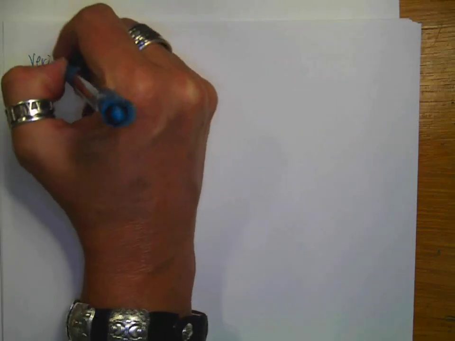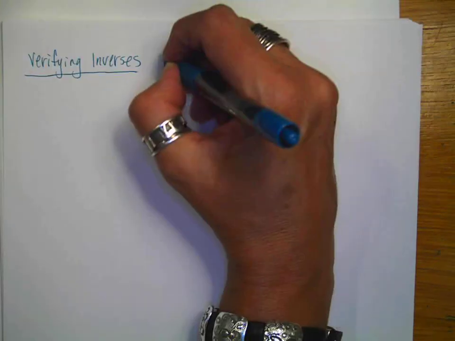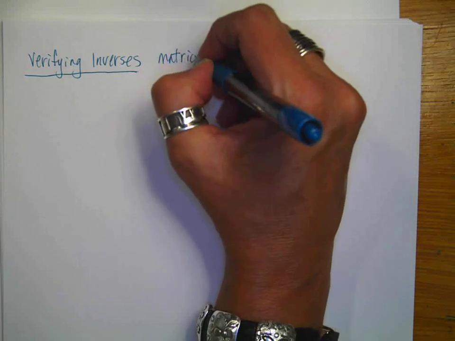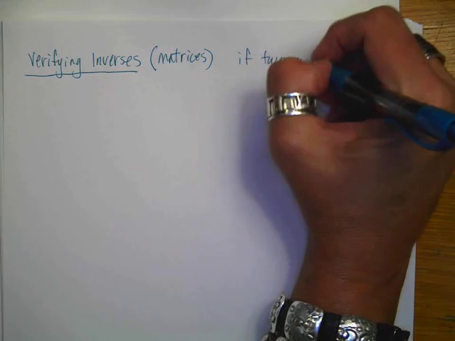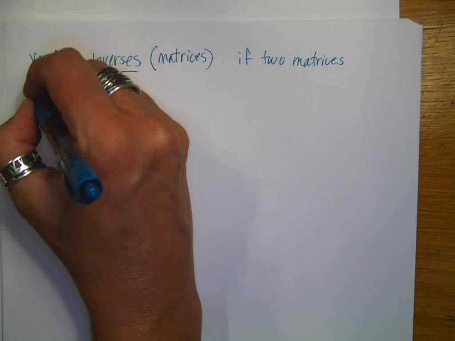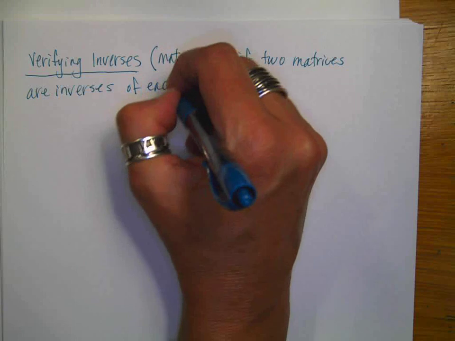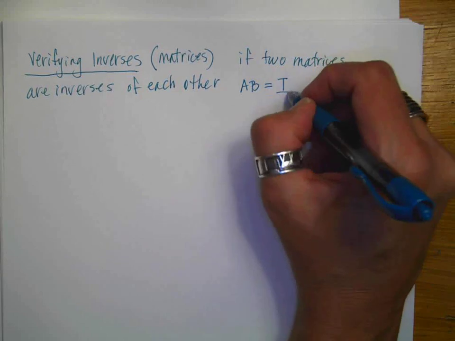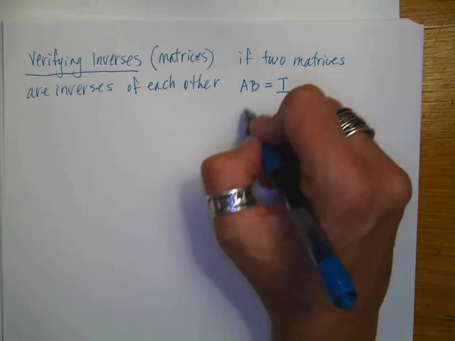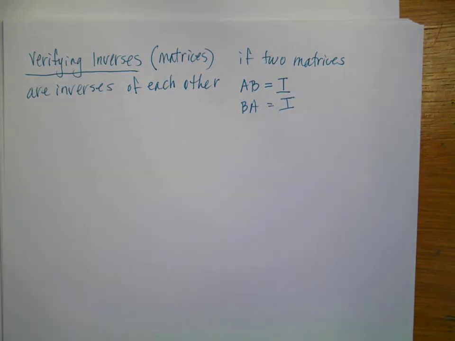Okay. The next thing that we're going to talk about is verifying inverses, and particularly, we're talking about inverses of matrices. Sorry, it's been a long day today. All right, so if two matrices are inverses of each other, their product, A times B, is going to equal I, which is an identity matrix. And that means that B times A is also I.